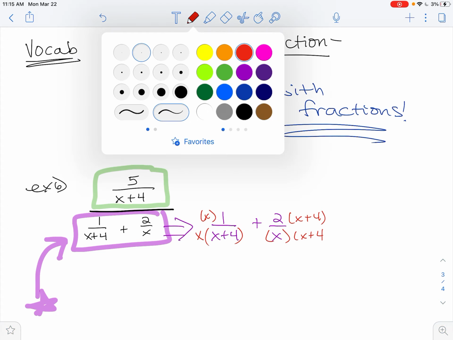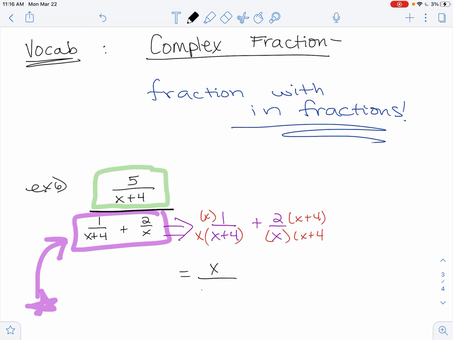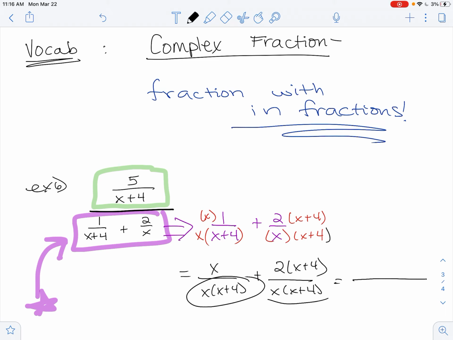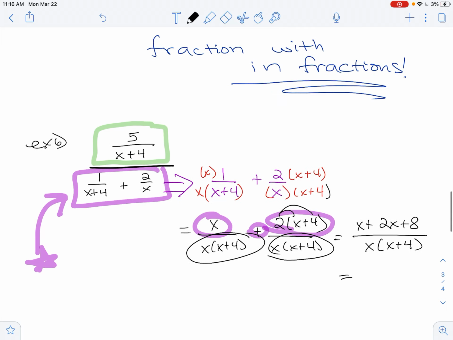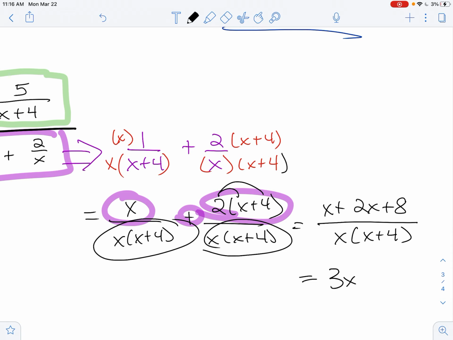So I'm left with now x over x times x plus 4, you can leave it factored, and 2 times x plus 4 all over x times x plus 4. And we're left with the same denominator, so these are identical. This becomes x times x plus 4 on the bottom, and the top is just x plus this. So we go x plus, and I can distribute this right now, so that's 2x plus 8. And if we're going to simplify this, this becomes 3x plus 8 all over x times x plus 4.